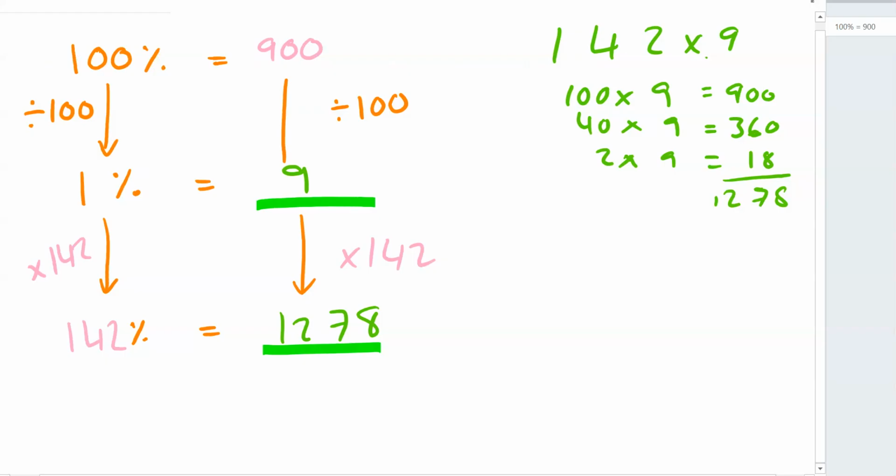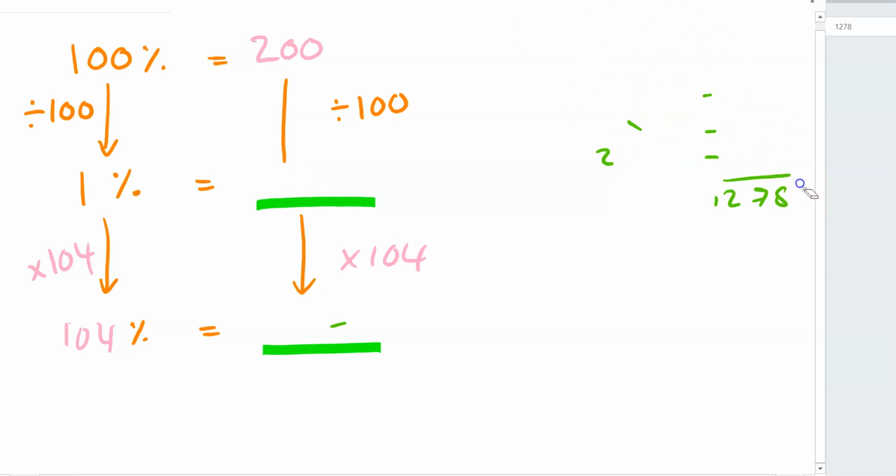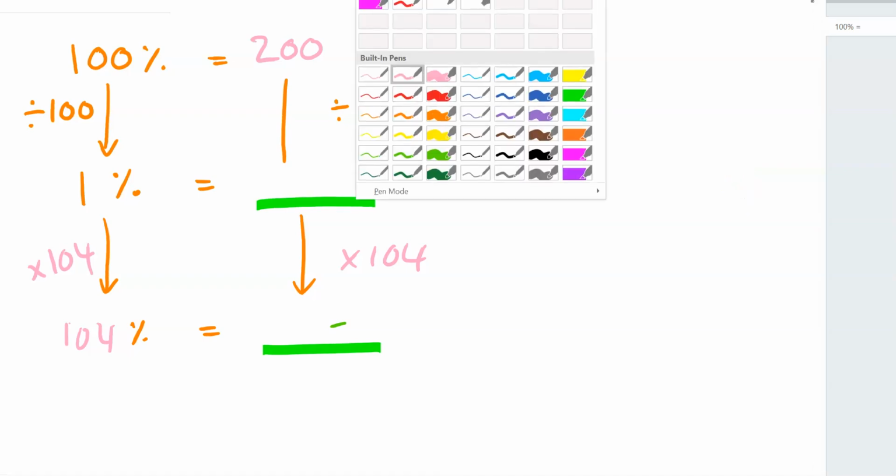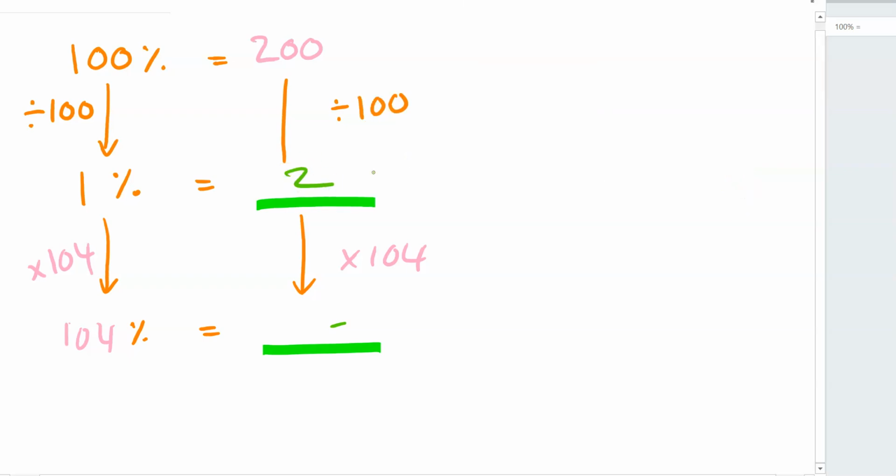104% of 200. So that becomes a 2. Back to pink. 200. 104%. So the calculation is 200 divided by 100, which is 2, and then multiply that by 104. I'm not going to write down that calculation, it's just 208.